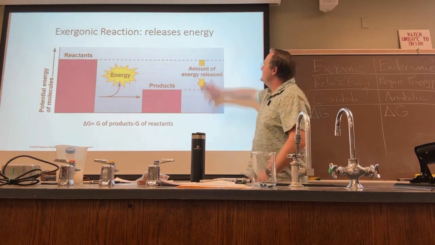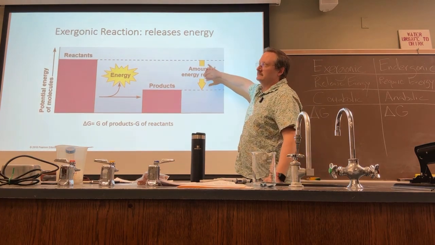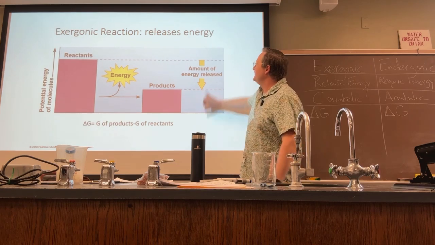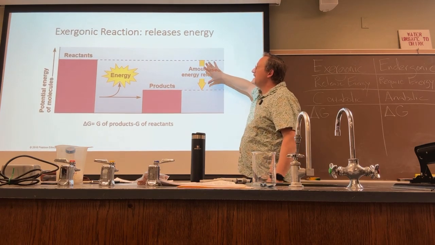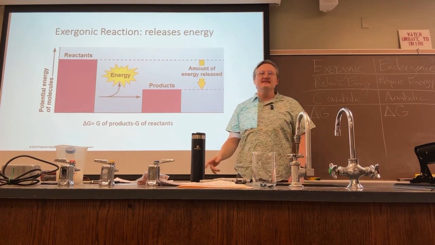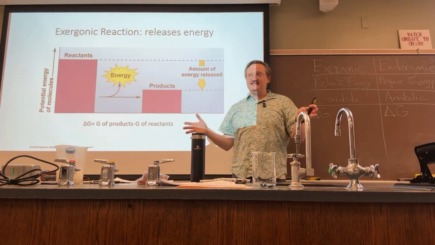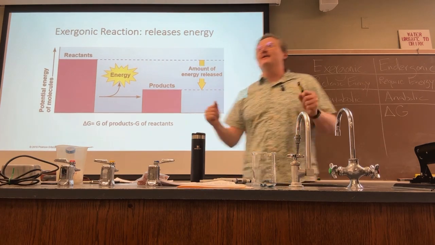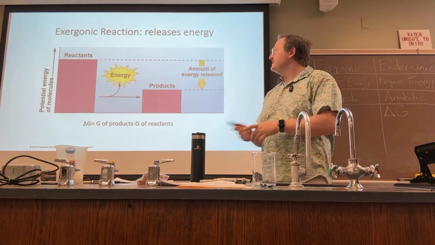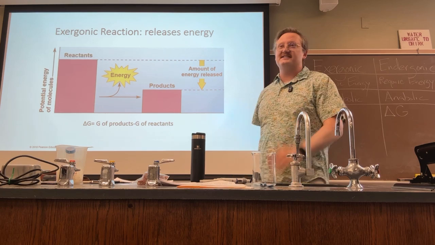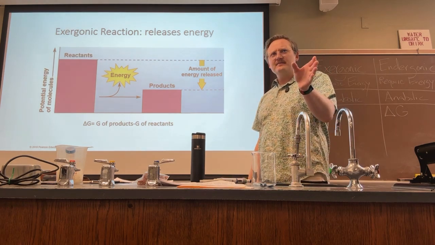The difference in free energy, in this case it's listed as potential energy, but the difference in G values between the reactants and the products is the amount of energy released. That doesn't mean it's the amount of energy utilized for something useful. It just means this much energy got released. We cool with all that? All right.